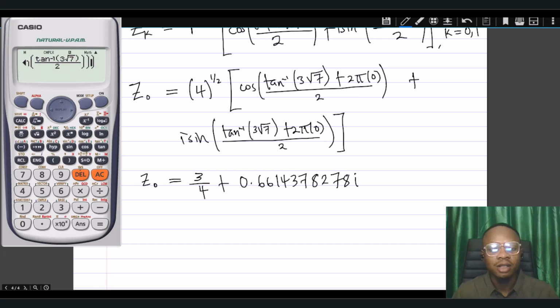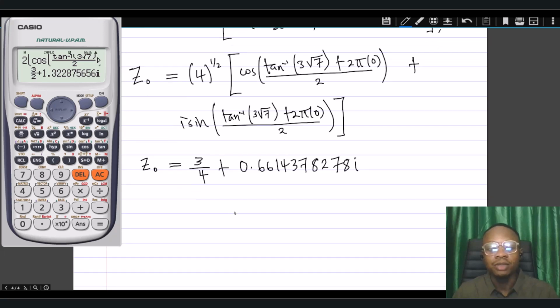There's an error, that is too much of that. So this is the result actually. This is what we should get after multiplying by 2. 3 over 4 multiplied by 2 is 3 over 2. The other part is 1.32287576565, blah blah blah, and that's all you can get from that. So that is 3 over 2.